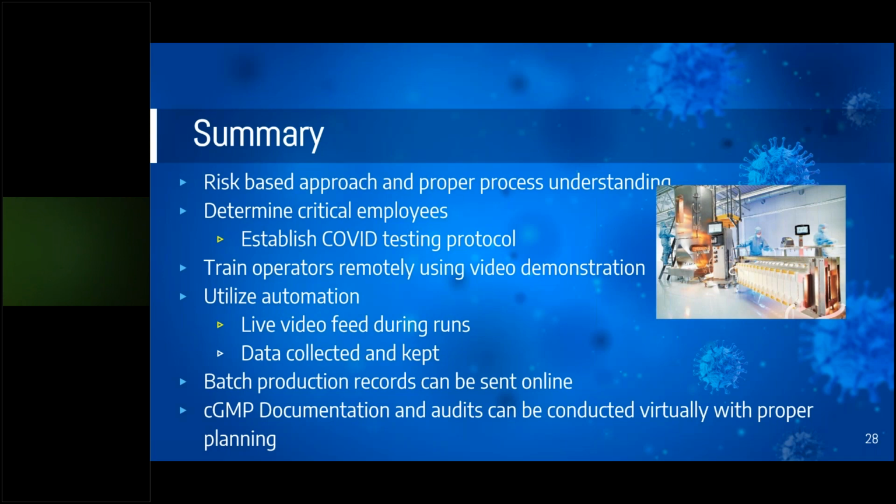Then we would establish the COVID protocol. We can also train people remotely using video demonstration. Next, we can utilize automation for continuous monitoring and tracking of the process and the supply chain. We can use live video feed during runs, and batch production records can be reviewed remotely.